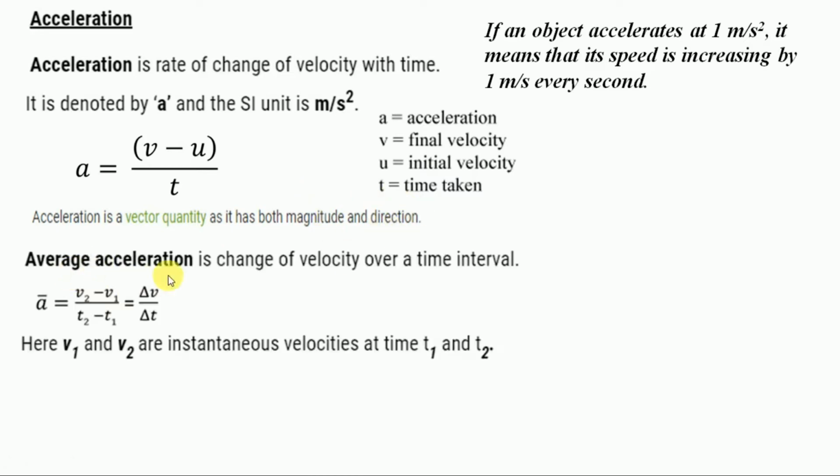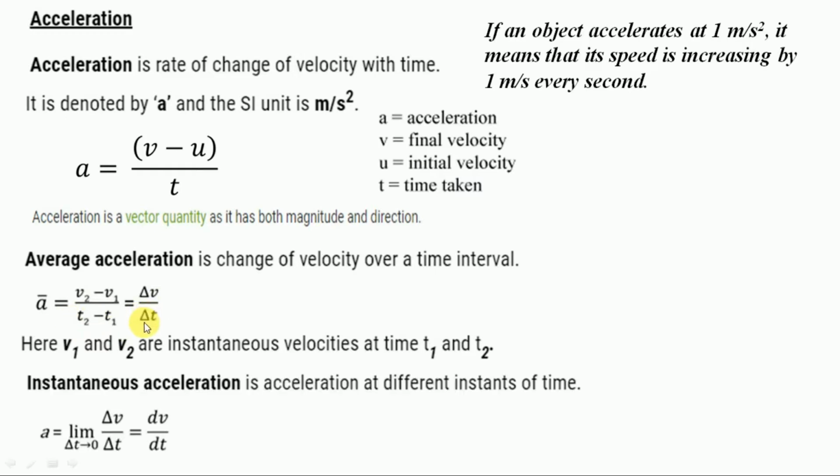To find the average acceleration, we find change in speed by change in time, or change in velocity by change in time. So out here delta V is V2 minus V1, change in velocity, and T2 minus T1 is change in time. And to get the instantaneous acceleration, that means if you want to know the acceleration at a particular time, you have to make this delta T very small. So we are putting a limit on delta T, and then we have to differentiate, because when you make something very small, it becomes differentiation.